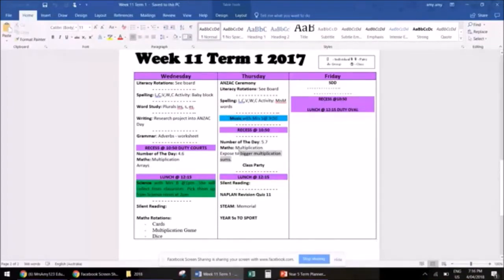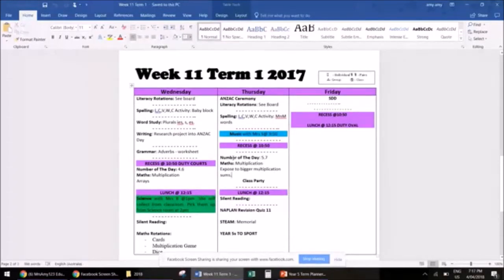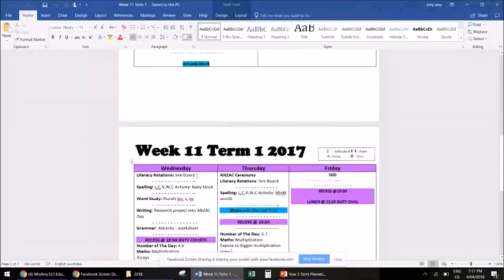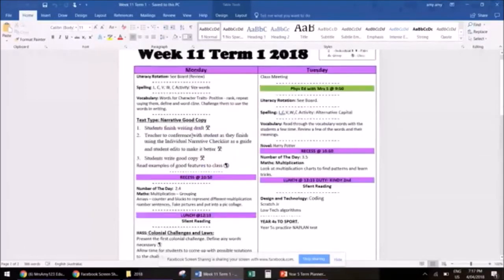And then on the Thursday, I decided that I was going to expose them to bigger multiplication sums, so give them something like 120 times 2 and have them formulate some different ways of getting an answer and talk to the class and show the class how they got their answer and look at all the different ways you can do it. Because I don't want to expose them to the algorithms too much yet. I want them to really experiment with different ways of doing it. So that was the maths.